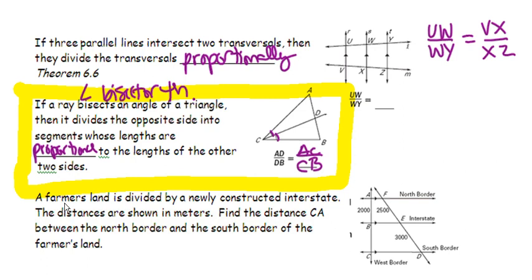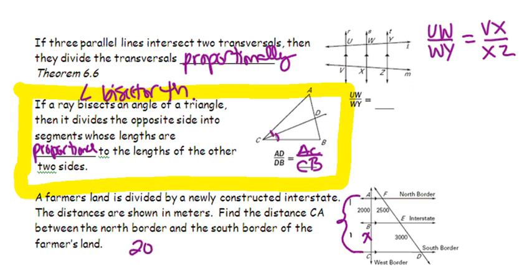Okay, so let's do a real-world example of the parallel line ones. Standardized tests love this question because you can do it with roads, and you know that they love roads. So I've got a farmer's land divided by a newly constructed interstate, and so we've got the north border of his land, south border of his land, and there's the interstate in the middle, and these are all parallel to each other. We need to find the missing distance here in order to find the total distance. So we need to find this, but what the question is actually asking for is this whole distance.